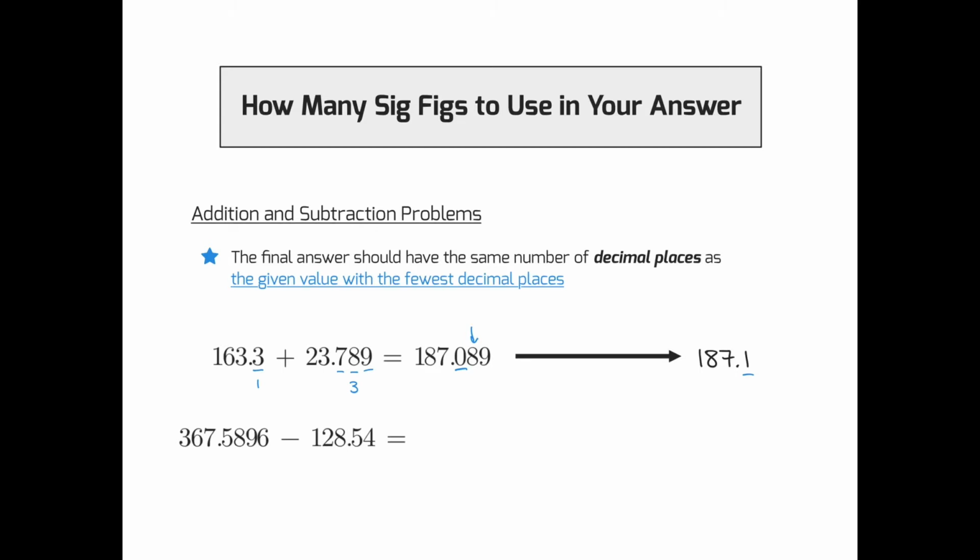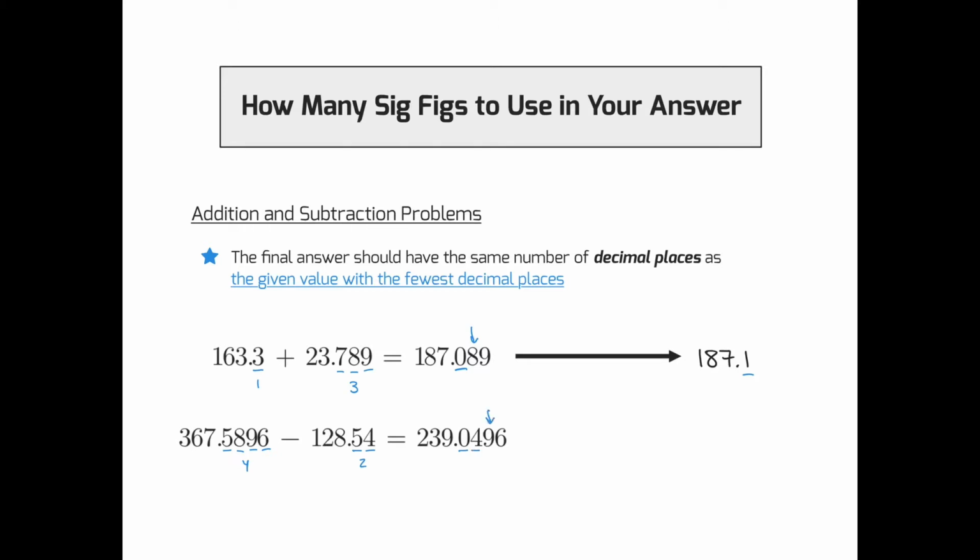In our next example, we're taking 367.5896 minus 128.54. And what we get is 239.0496. Our first number here has 1, 2, 3, 4 decimal places. And our second number has 1, 2 decimal places, which tells us that we need to round our final answer to 2 decimal places. We count off 1, 2.